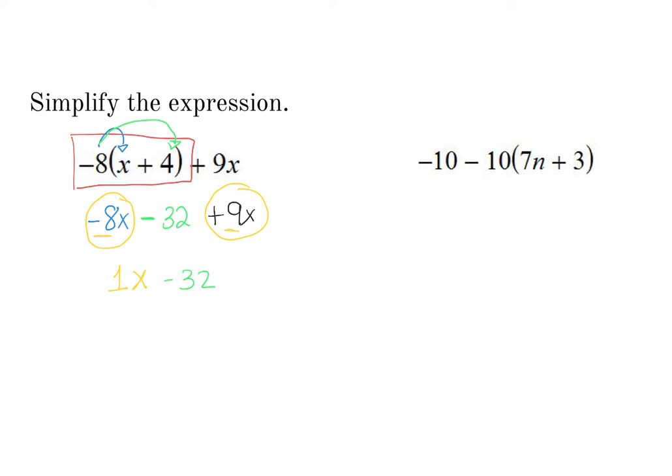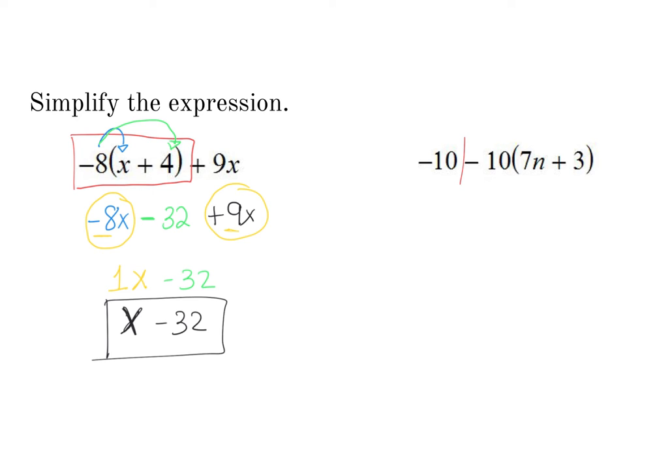Now in math, here in Algebra 1, whenever we have a letter with a number 1 in front, we kind of don't write the number 1 unless we need to. So our common way would be to just have the letter x by itself. So x minus 32 would be the appropriate answer.